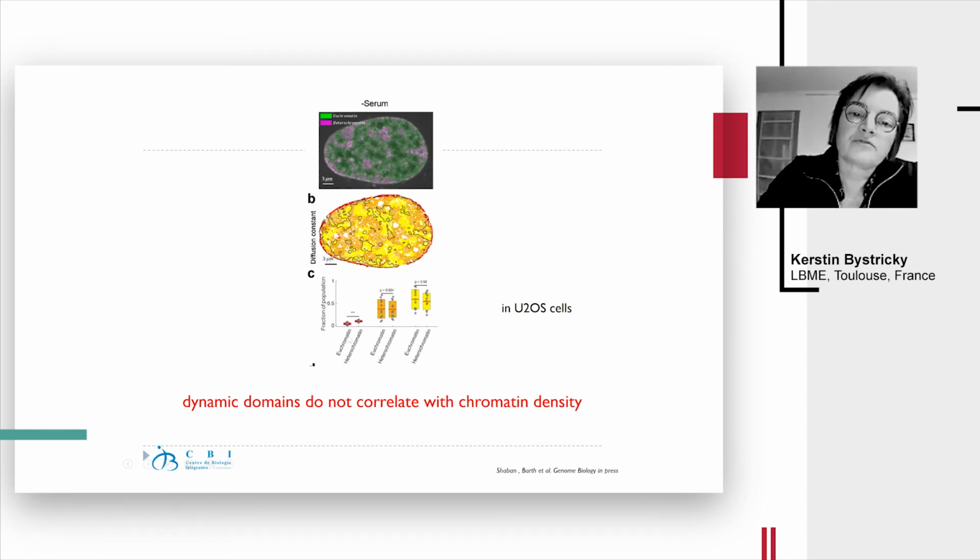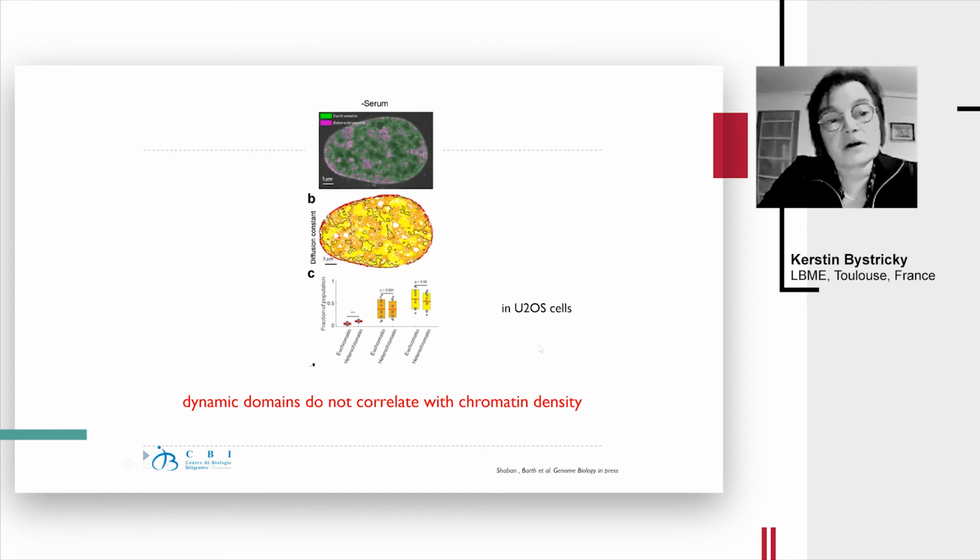So whether you have euchromatin or heterochromatin, it depends on where you are, whether you're at the rim, where you're really slow. But when you're in the interior, it seems independent of chromatin compaction, whether you move in an intermediate or in a fast fashion. So these are U2OS cells.